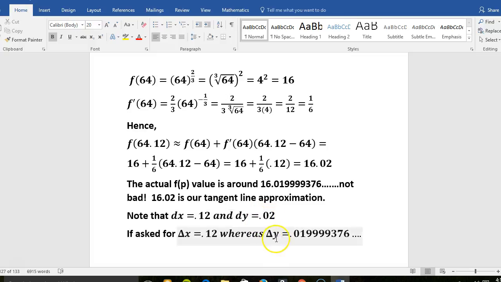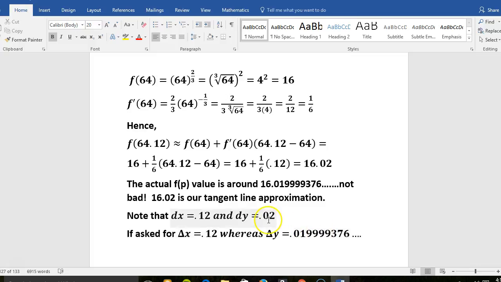Delta y is in theory perfect, but that's a hard guy to find. Dy is usually much easier to find. And notice they're close. They're not identical, but they're close. So delta y is f of p minus f of c. Here is your f of p, and way up here is your f of c. Subtract the two and you'll get delta y.